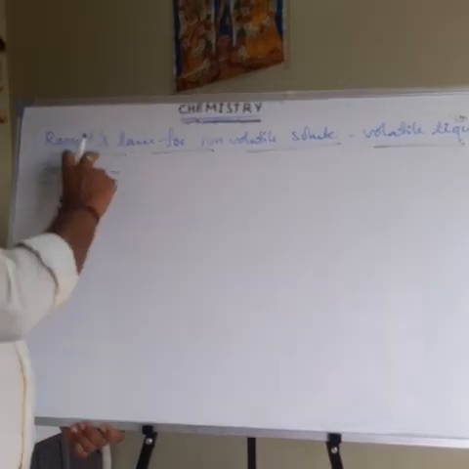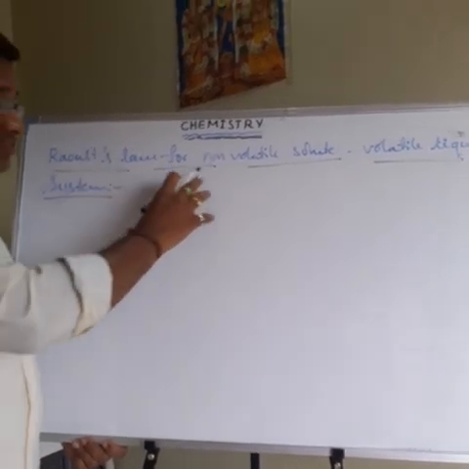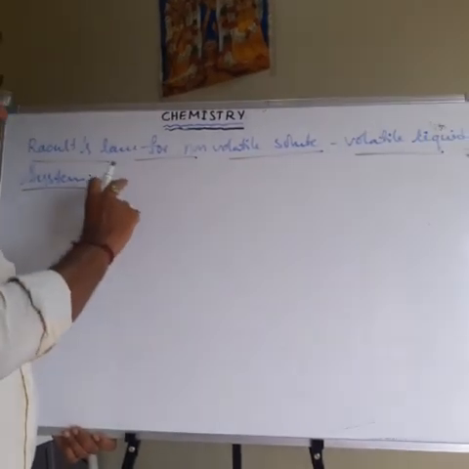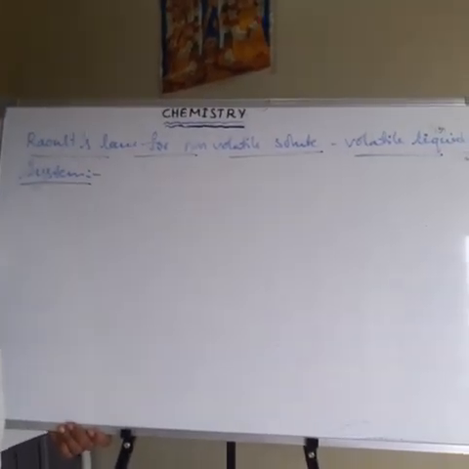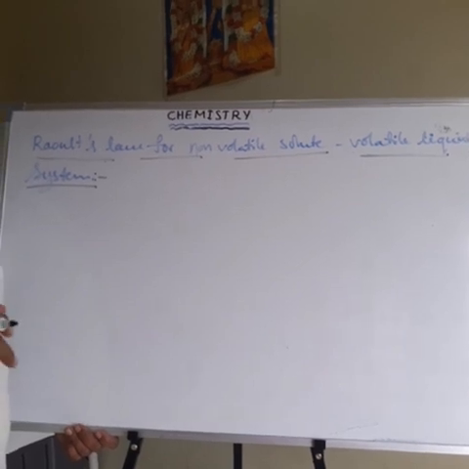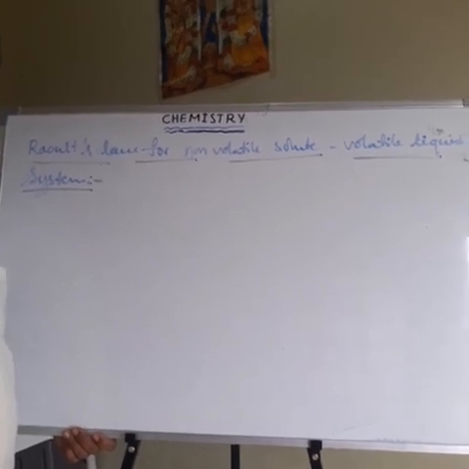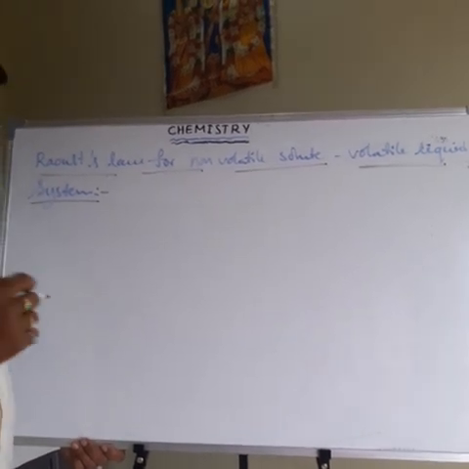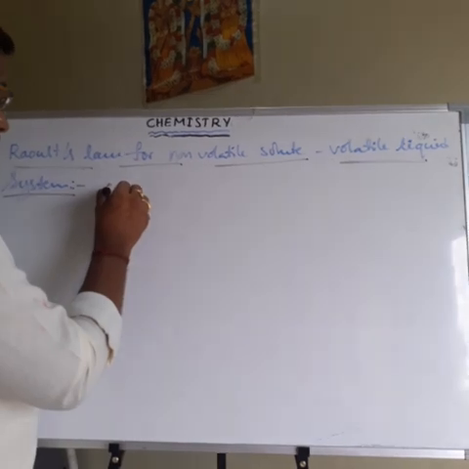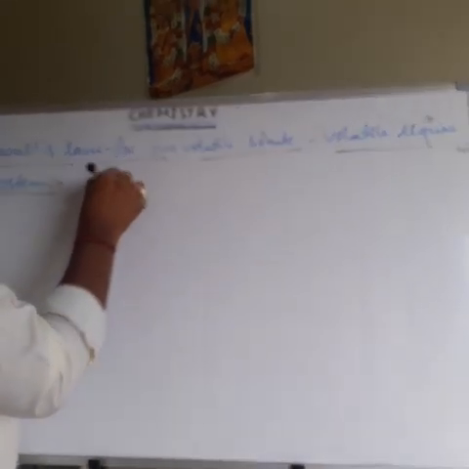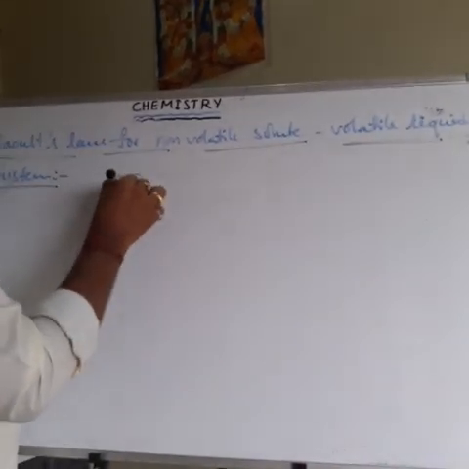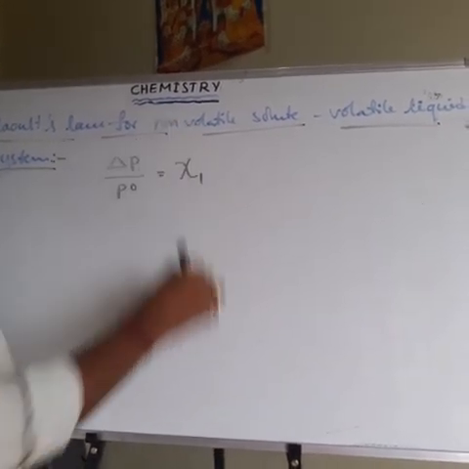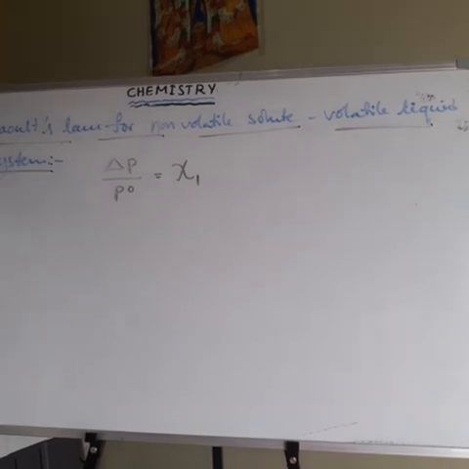So once again, what is the statement of Raoult's law for this system? According to this system, the relative lowering of vapor pressure of dilute solution containing non-volatile solute is equal to the mole fraction of the solute present in the solution. That means the relative lowering of vapor pressure, delta P by P naught, is equal to the mole fraction of the solute present in the solution.